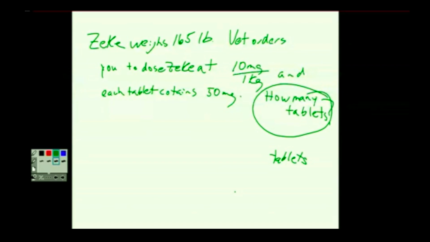Where are we going to start? Pounds. We start with pounds, right? Zeke is 165 pounds, was 165 pounds. What can I change Zeke into? Kilograms. I can change pounds into kilograms. In your book it says 2.20 pounds is 1 kilogram, right?